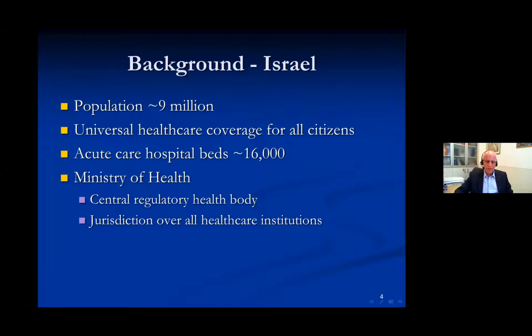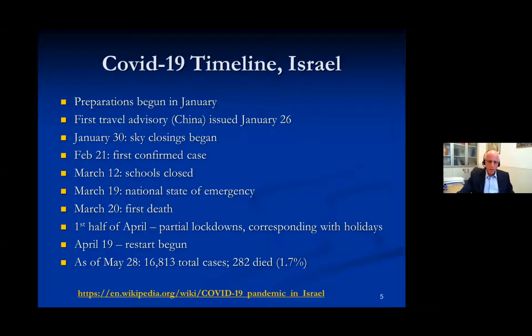So a little bit of background in Israel. We have a population of approximately 9 million. There is universal healthcare coverage for all citizens. We have approximately 16,000 acute care hospital beds. And our Ministry of Health is the central regulatory health body with jurisdiction over all healthcare institutions in the country.